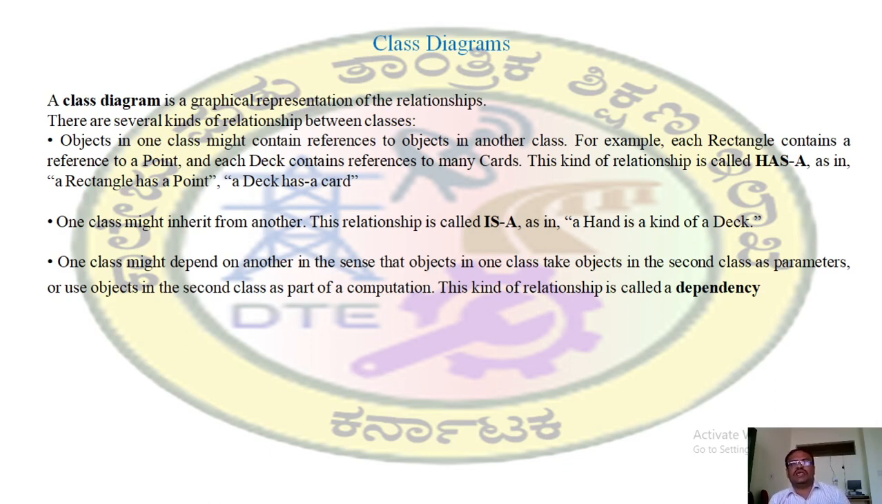That is, one class may inherit, or one class may take the object of another class as its parameter, or it may take the values of an object in computing things. Such a kind of relationship we call dependency. So this is how the class diagram represents. A class diagram is nothing but a graphical representation of relationships, and it has three relationships here: has a, is a, and dependency.